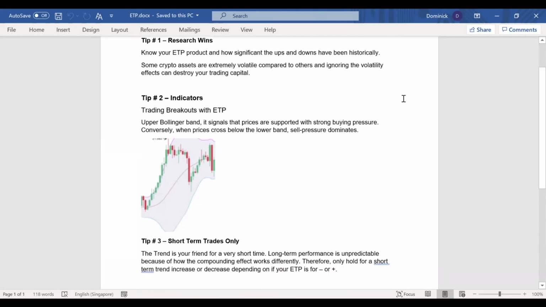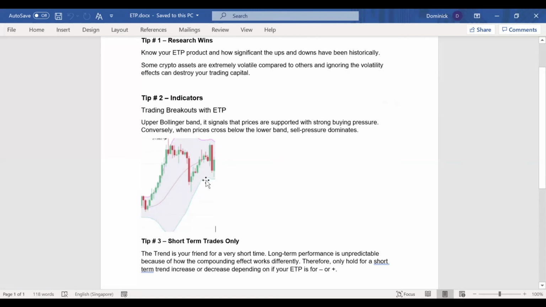All right, number 2, indicators. Indicators are your friends. I recommend using Bollinger Bands as the indicator. You can find it on Huobi pretty easily. The upper Bollinger Band signals when prices are supported by strong buying pressure, and conversely, when prices cross below the Bollinger Band, sell pressure. All this means is if you click the indicator of Bollinger Bands, if it hits the upper area of the Bollinger Bands, it means it's high buying pressure. Again, conversely, if it goes down here, it means sell pressure.